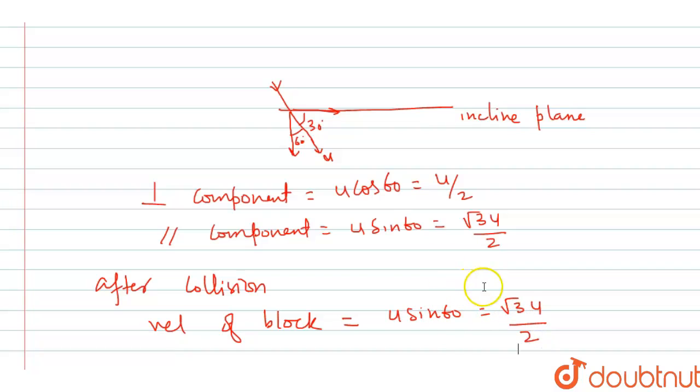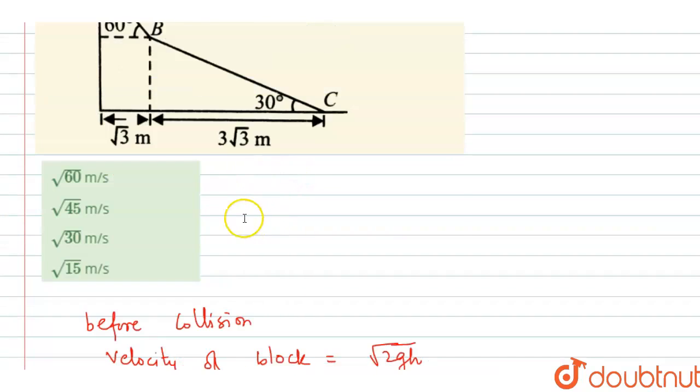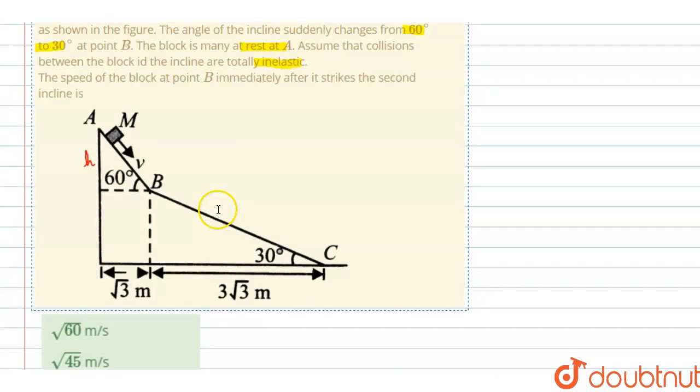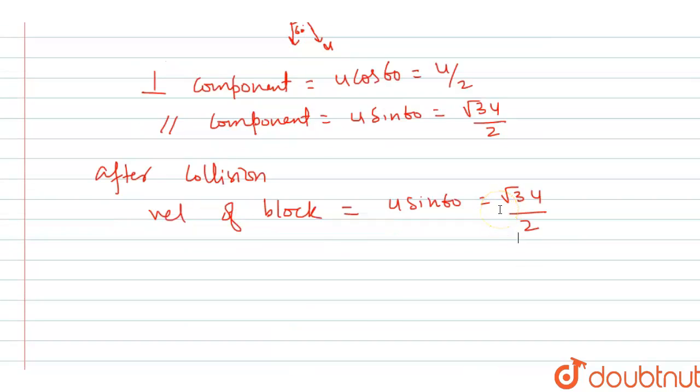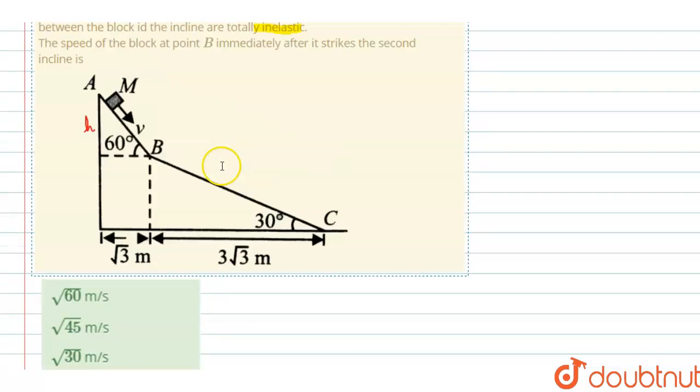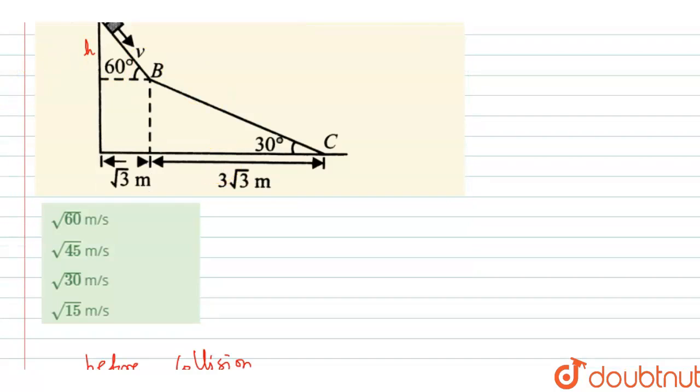Now we can put the value and we will get the answer. What will be the value? Root 3 u upon 2. Value of u is 2 root 15, so it is equal to root 3 upon 2 into 2 root 15, which is root 45. Since collision is inelastic, the perpendicular component will vanish. So our answer will be root 45, which is option B.